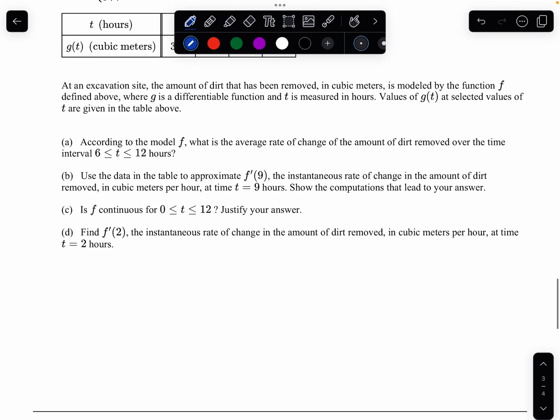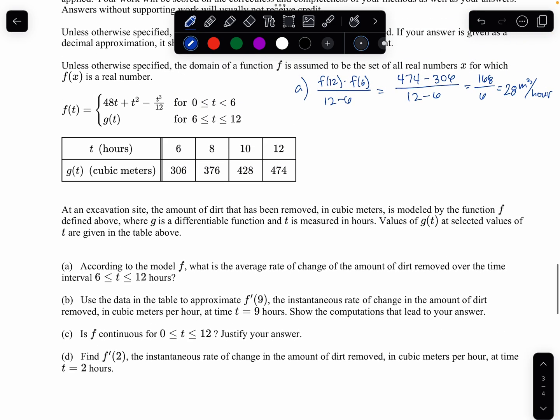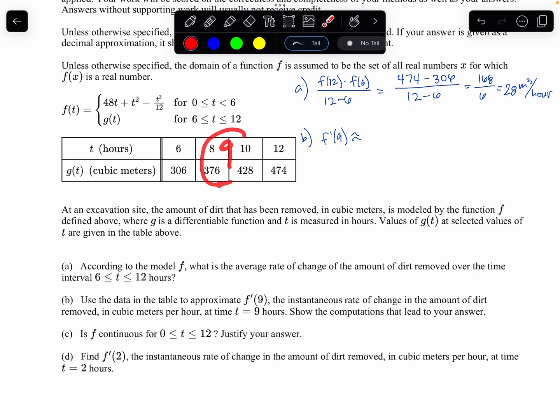B, use the data in the table to approximate f prime of 9. So f prime of 9 is going to be approximately, so 9 would be in between 8 and 10. So let's best approximate that using the table. So that's 428 minus 376 over 10 minus 8. Go ahead and do the math right there and get your approximation. Units are also going to be meters cubed per hour.